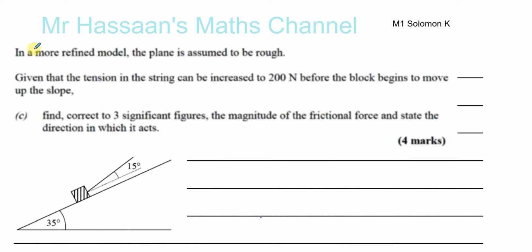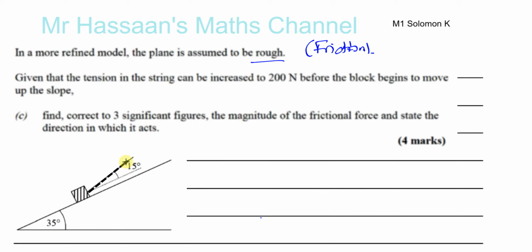In a more refined model, the plane is assumed to be rough. So now we have to deal with friction. Very important: rough means friction is involved. Given that the tension in the string can be increased to 200 newtons before the block begins to move up the slope, find, correct to three significant figures, the magnitude of the frictional force, and state the direction in which it acts. So we've got to find the frictional force that acts when the tension is 200 newtons.